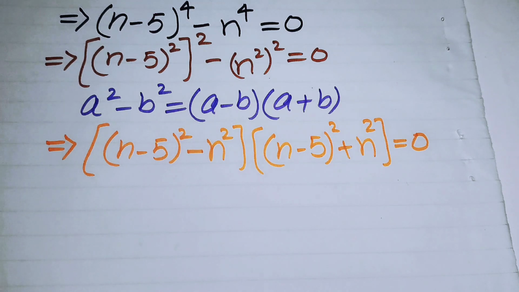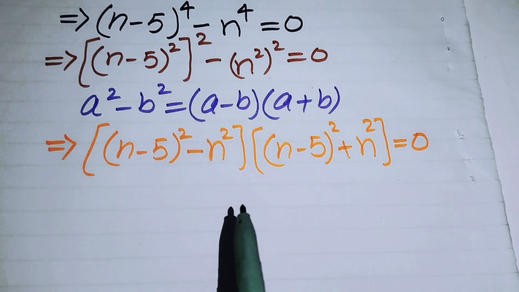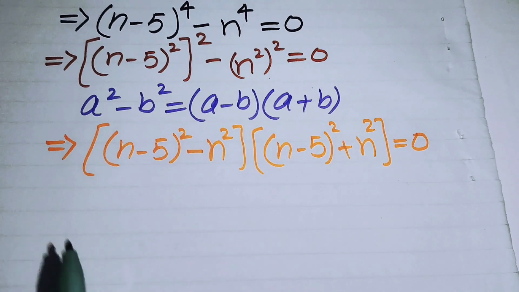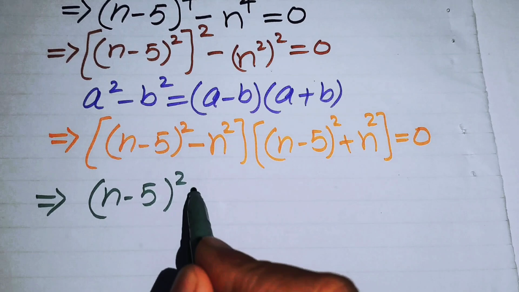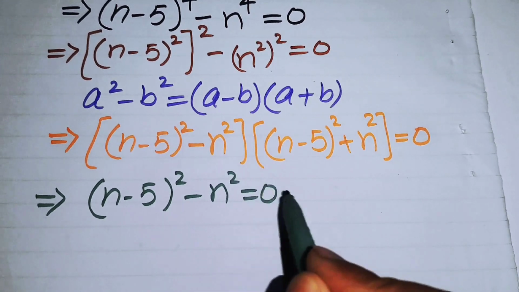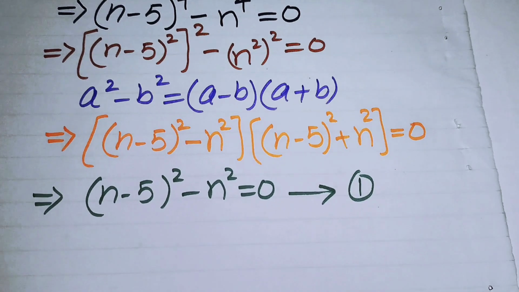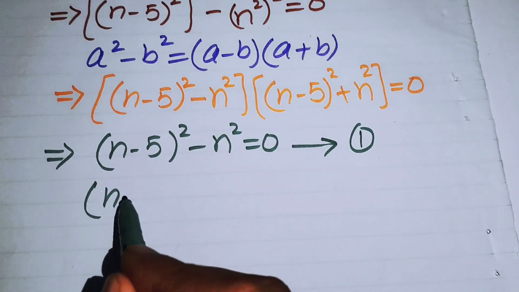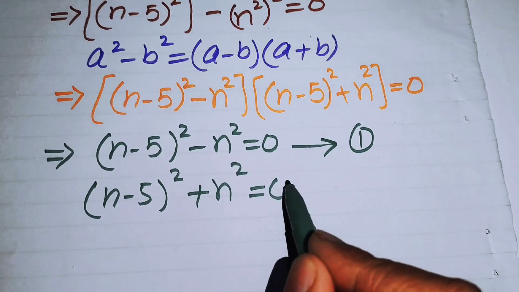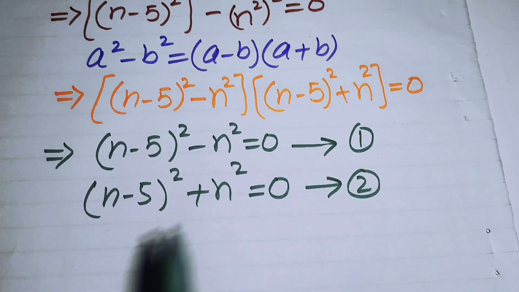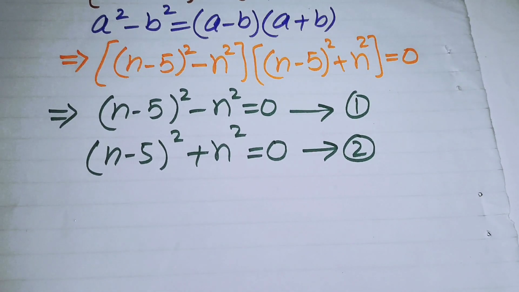So after that we divide this equation into two cases. Our first case is, we write (n minus 5) whole square minus n square equals 0, and we write it as equation number 1. And in the second case we have (n minus 5) whole square plus n square equals 0. We name this as equation number 2. So now we solve these two equations, and we find all the roots of the given equation.